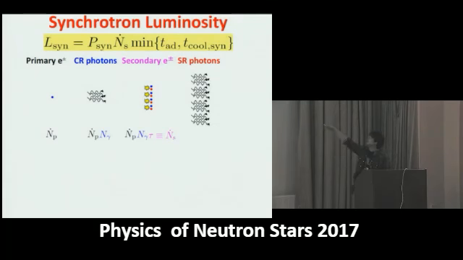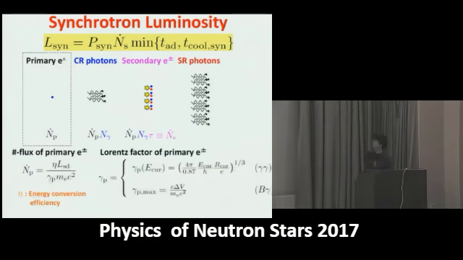This is the luminosity of synchrotron radiation described here. P is the power of synchrotron radiation for a particle, and N dot is the total number flux of synchrotron emitting particles. This is the time scale of advection and cooling. First is the primary particle. The total number flux of primary particles is described here. We introduce a model parameter, eta, the energy conversion efficiency, the ratio between the total energy flux of primary particles and the spin down luminosity.